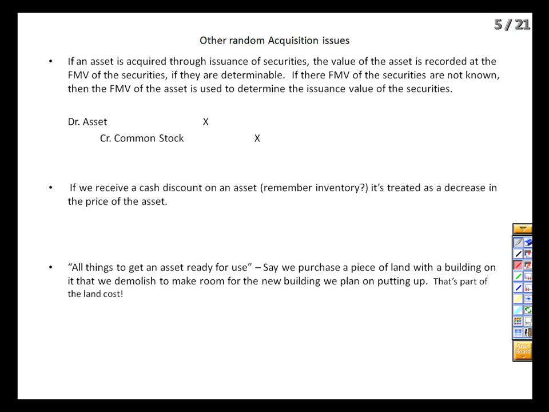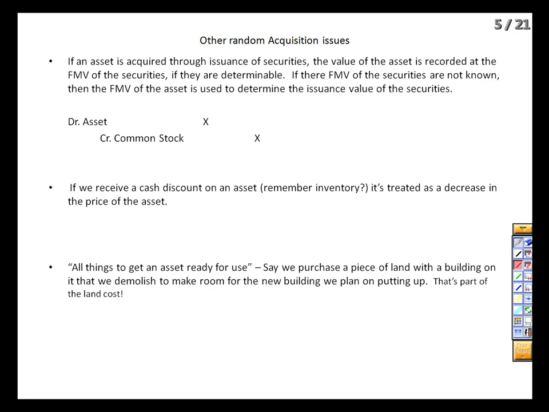we'll use the value of the asset. Second item, of course, is that if we receive a cash discount on our assets, like we did with our inventory purchases, we're going to treat it as a reduction in the price of the asset. We didn't get a gain because the seller knocked off 10% of the price. We simply negotiated well. And that's that.